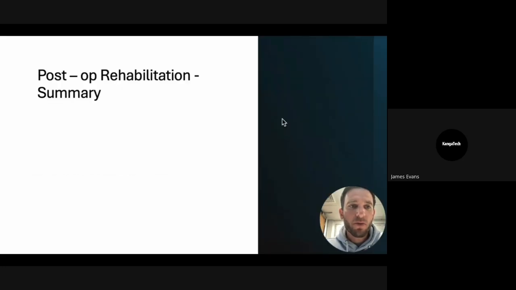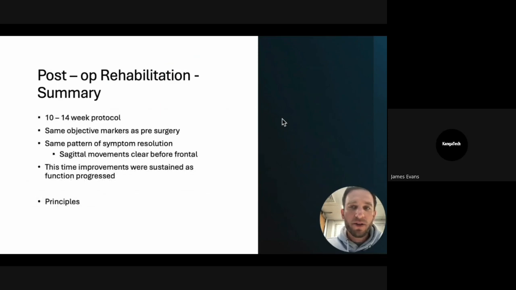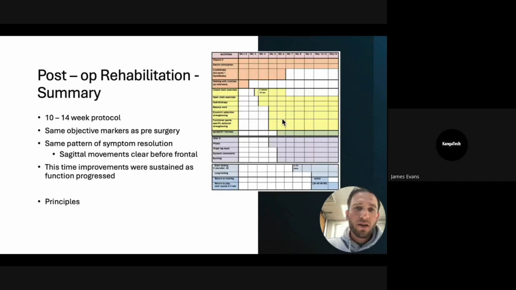So the post-op rehabilitation summary is a 10 to 14 week protocol where we used the same objective markers as we used pre-surgery, and we had the same sort of pattern of symptom resolution during this process. So the sagittal movements were clear before frontal, and looking at loading out of the deeper ranges of hip flexion and progressing into these, and then adding the load into these positions. And this was the process.